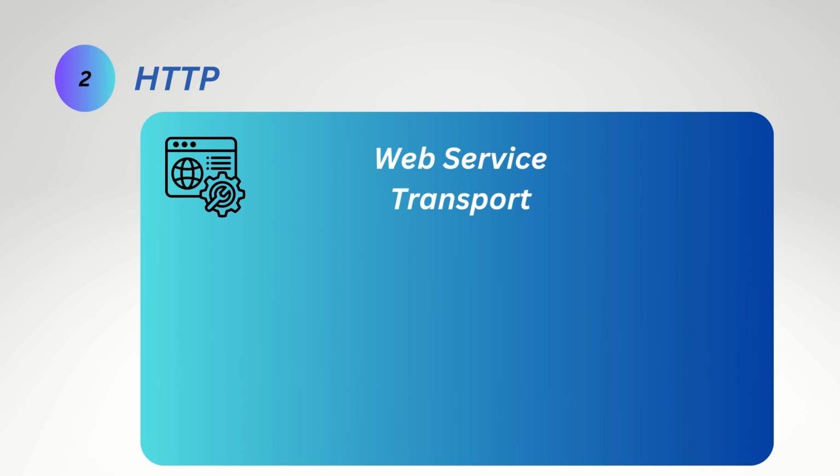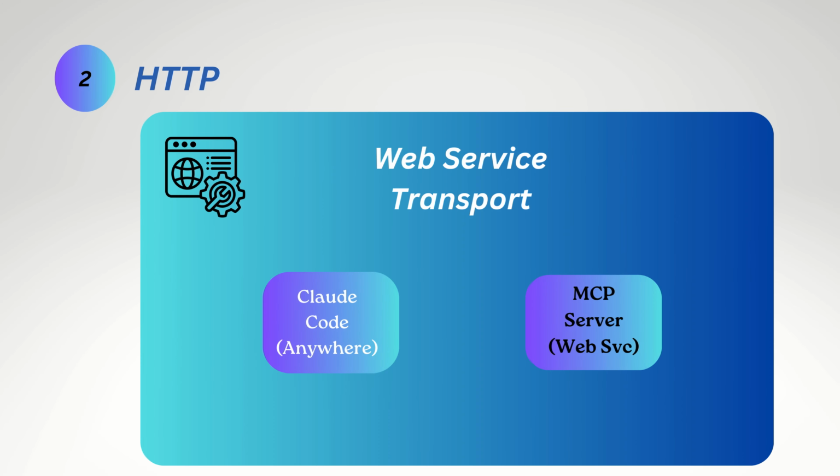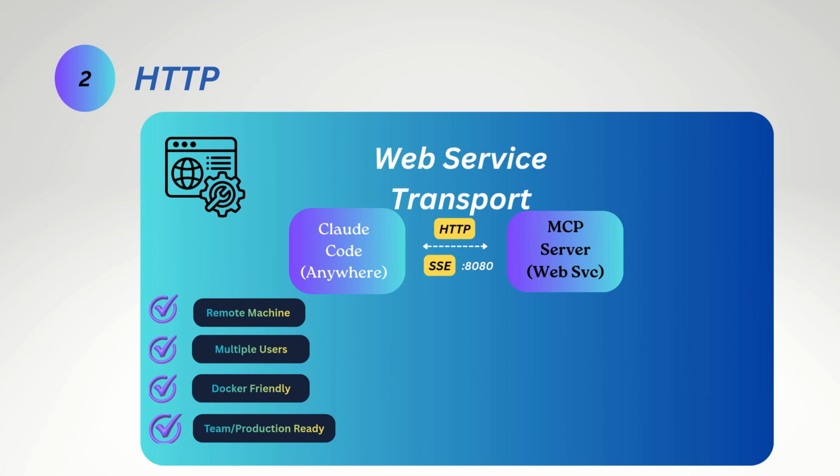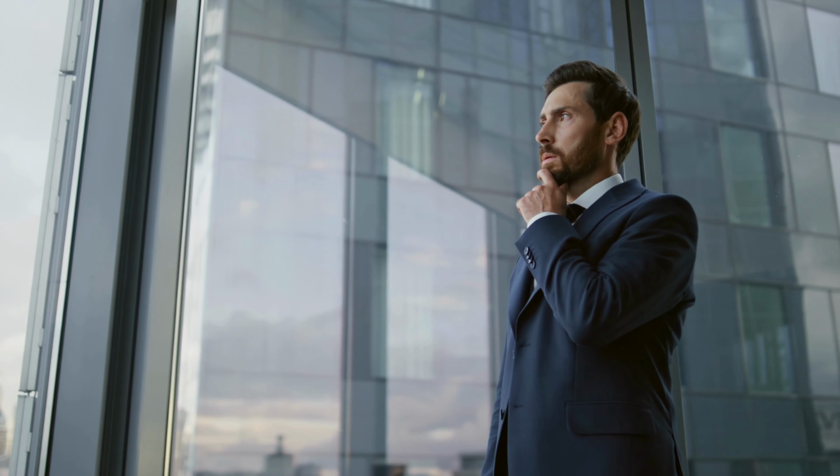Alright, HTTP transport runs the MCP server as a web service. It uses Server-Sent Events, or SSE, for real-time communication. This is more flexible than STDIO. The servers can run on a different machine and multiple hosts can connect to the same server. It also works great with Docker containers and is better for team and production setups. However, it is slightly more complex and requires network configuration. You need to think about security, authentication, and firewall rules. Use HTTP when you need to share an MCP server across your team.